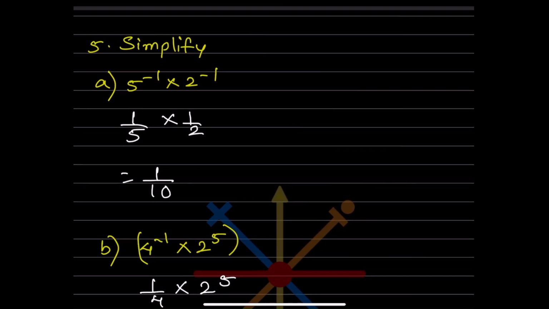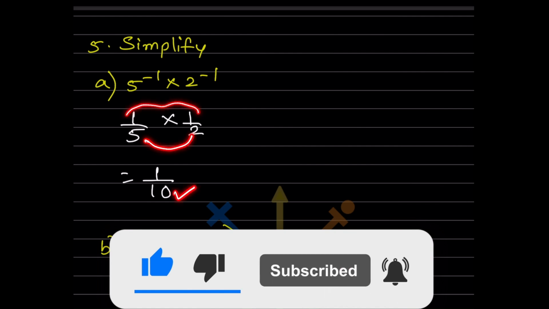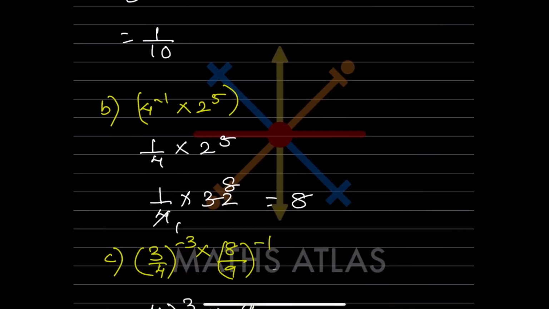Now simplify 5 raised to minus 1 into 2 raised to minus 1. Because this is a negative exponent, we are going to make it positive. So that is going to be 1 by 5. We are not going to write that 1 separately. So now here 1 by 2, because there is no need to write 1 since it's the same number. Now you are going to multiply this one. That is going to be 10, and this is going to be 1.